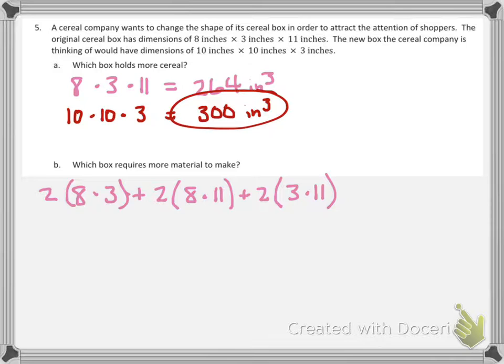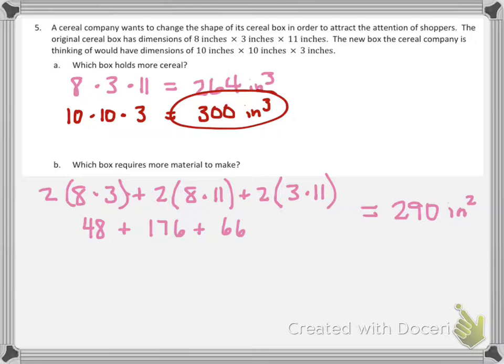And when we do that, we get 24 times 2, that's 48, plus 88 times 2, that's 176, plus 33 times 2 is 66. So let's add those together. 48 plus 176 plus 66 is 290. So the original box would be 290 square inches for surface area.